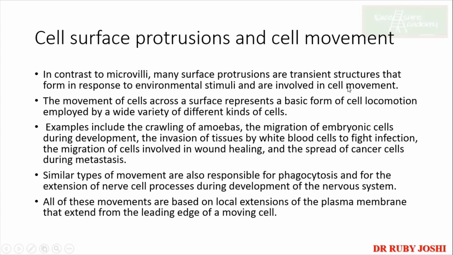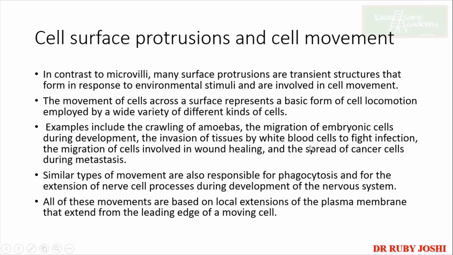So we know whenever there is a stimulus and the cell needs to move, whether it is to reach the wound area or where nourishment is available, the cell is going to move towards that. And for all this, you need these actin filaments moving forward. The movement of a cell across a surface is a basic form of cell locomotion, which is undertaken by many cells. For example, the movement of the amoeba, the migration of embryonic cells during development.